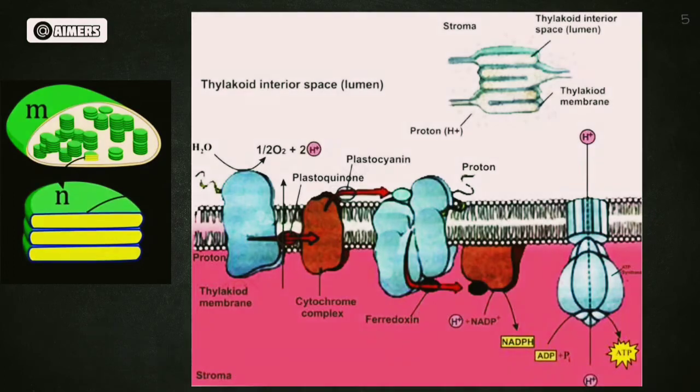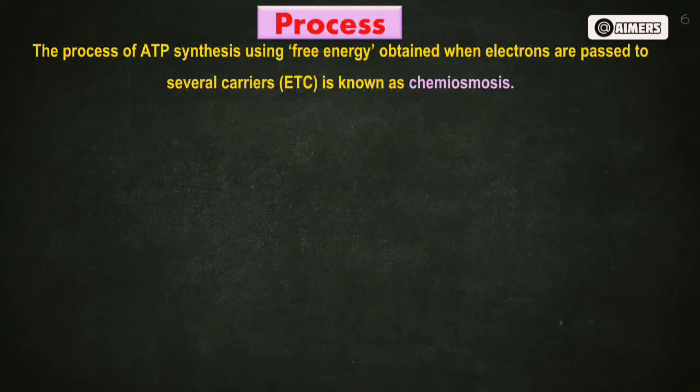Got it? Now, I have mentioned the points of the whole process. Firstly, the definition of chemiosmosis: the process of ATP synthesis using free energy, where the free energy is obtained from electrons which are passed through several carriers of the electron transport chain, is known as chemiosmosis.